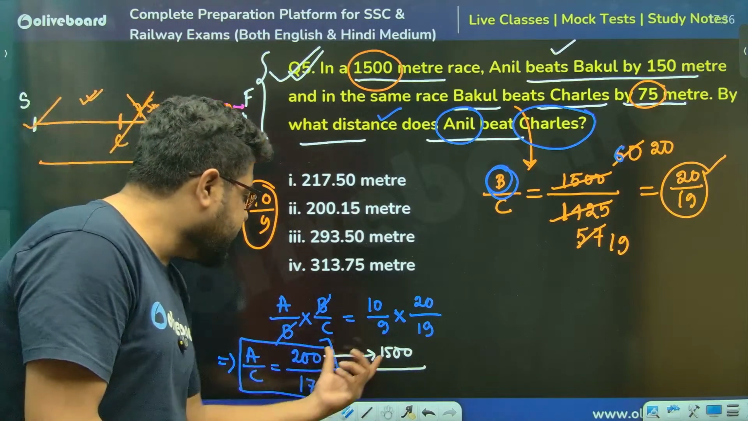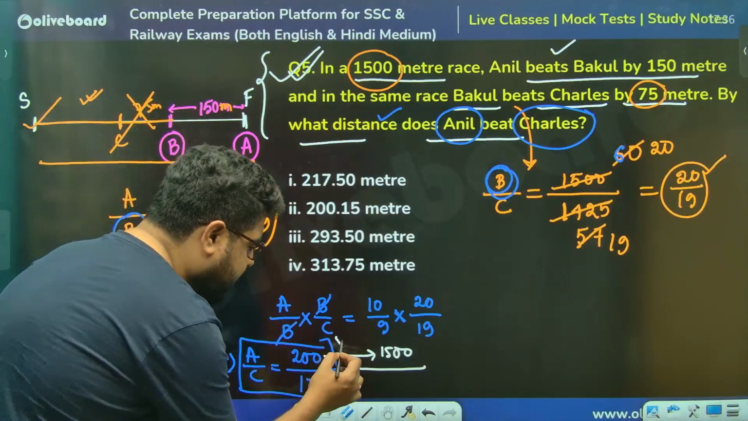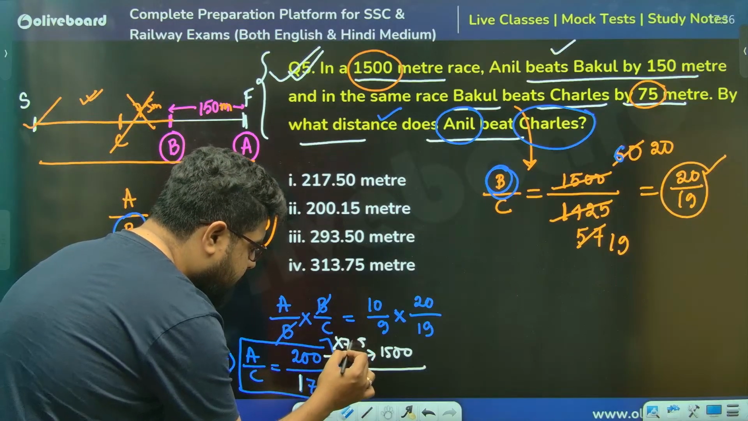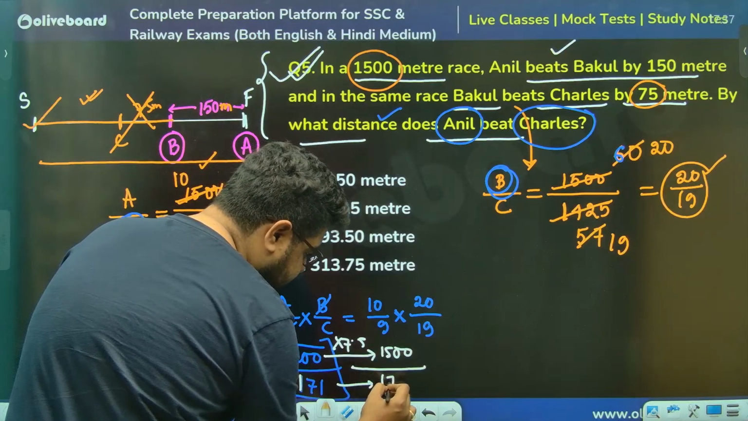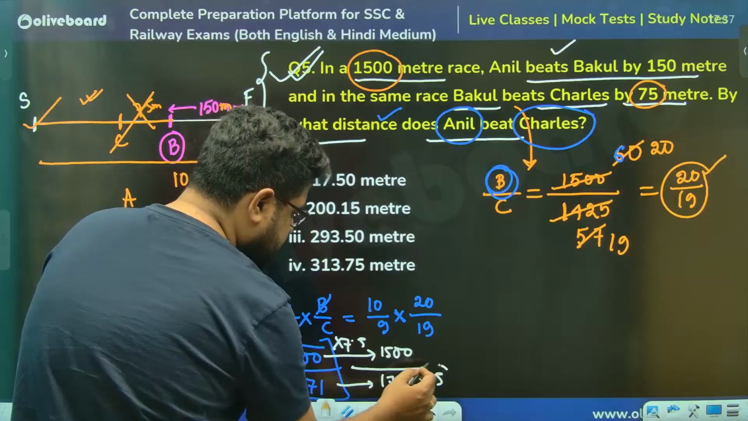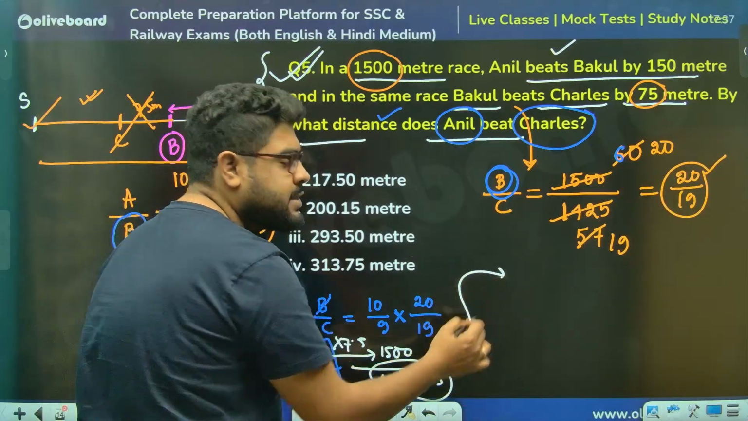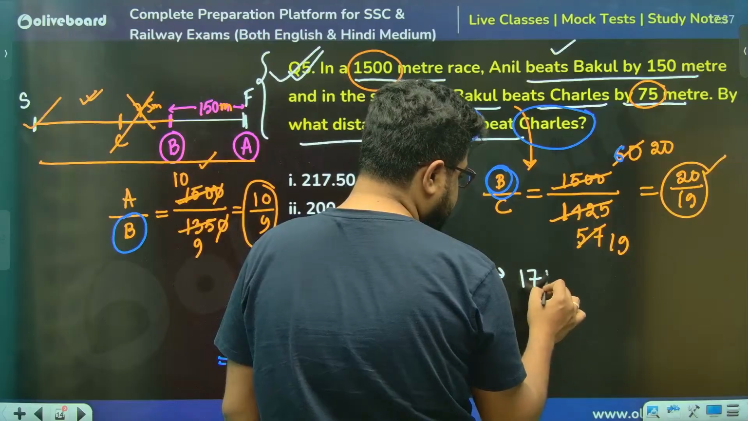करके बताओ 200 meters से 1500 meters. Meaning it's multiplied by 7.5, sir. So this will be how much, sir? 171 into 7.5, sir. This will be how much distance? करके देखो sir, 171. Writing it here.